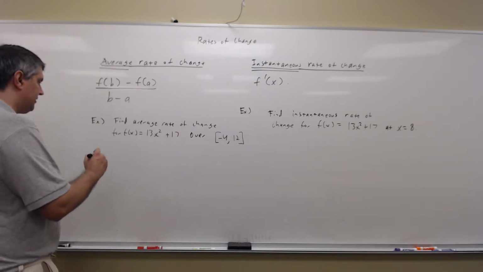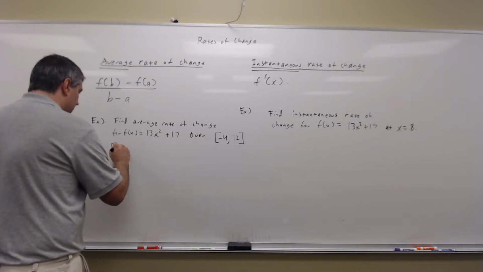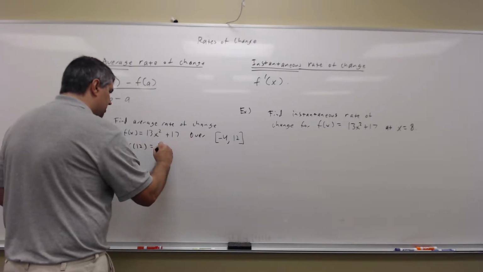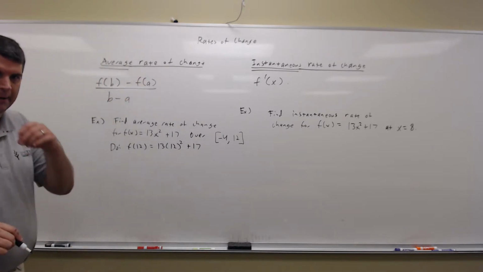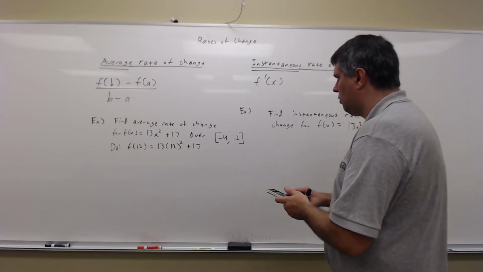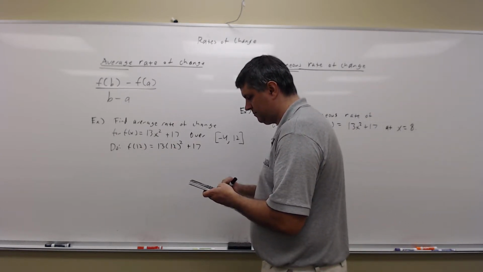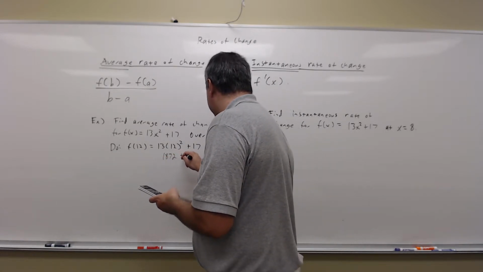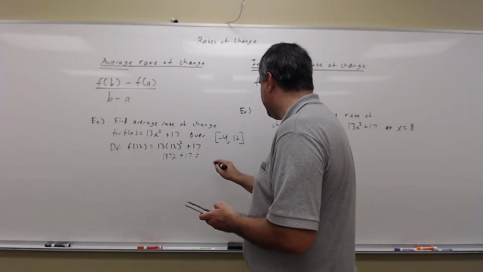So the average rate of change here would be, the first thing we would do is f of 12. That's 13 times 12 squared plus 17. In the interest of space, I am going to skip some steps. 144 times 13, 1872, plus 17 is 1889.